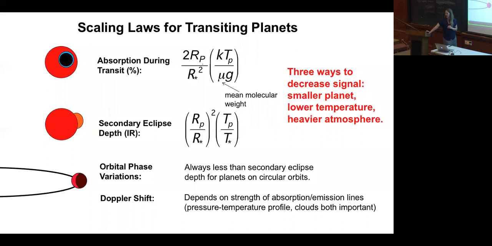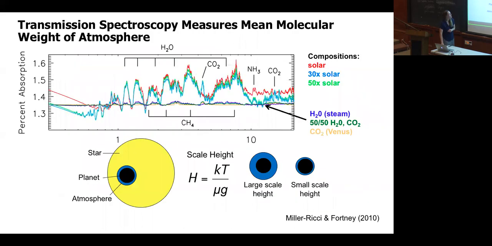So the magnitude of all these signals depends on the size of the planet. Bigger and hotter planets are easier to observe, but they also depend on the properties of the star. Planets orbiting smaller and cooler stars give proportionally bigger signals. And so this is what's often referred to as the M-star opportunity. Okay.